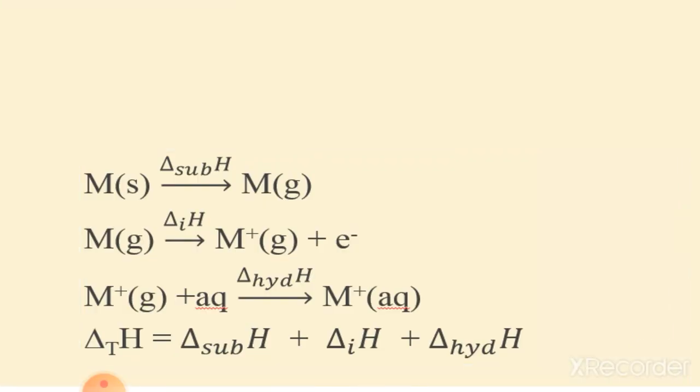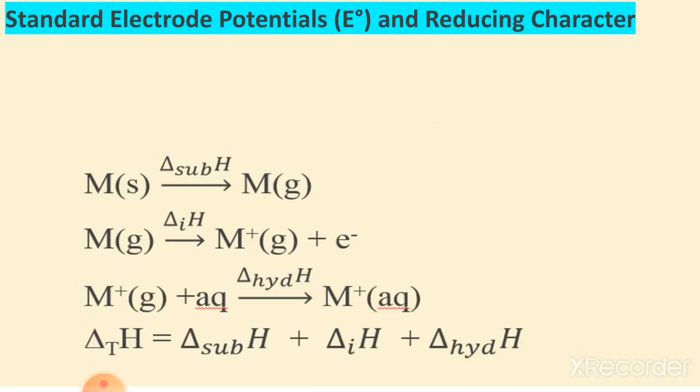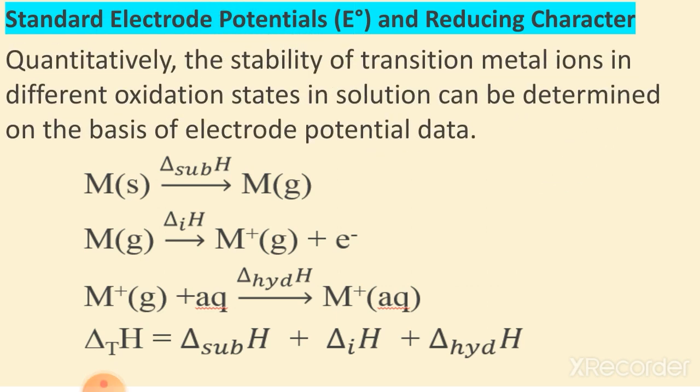So now, dear students, let us focus on the standard electrode potential, that is E0, and reducing property. First of all, you have to know how we can calculate the value of E0. Look here, quantitatively the stability of a transition metal ion in different oxidation states in solution can be determined on the basis of electrode potential data, which can be calculated like this.